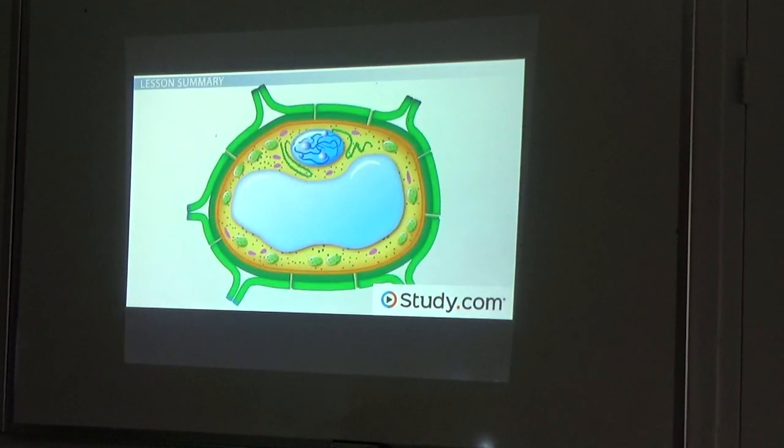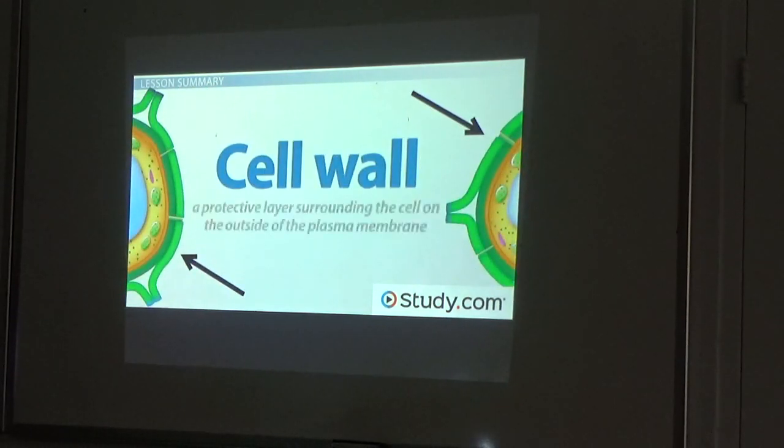We've learned more about two important plant cell components today. The first is the cell wall, which is a protective layer surrounding the cell on the outside of the plasma membrane. The cell wall... I'm going to pause it real quick.